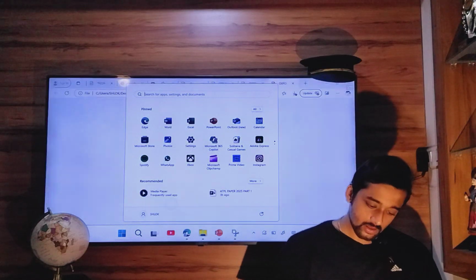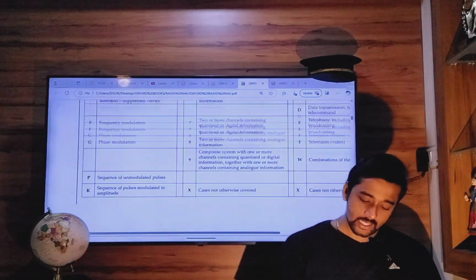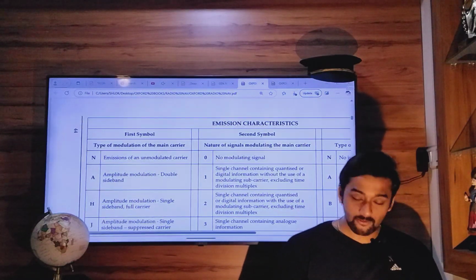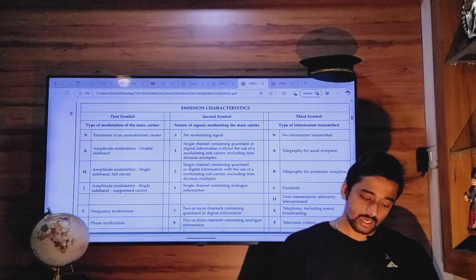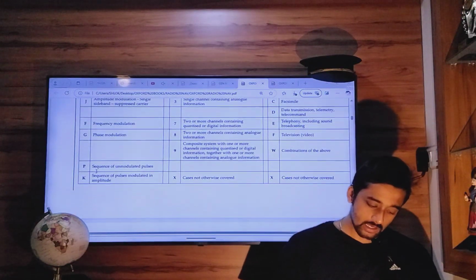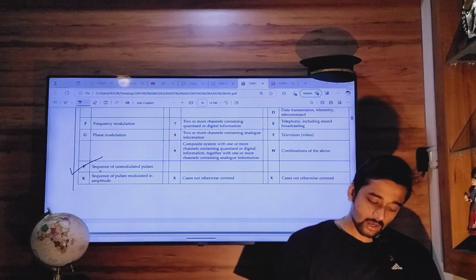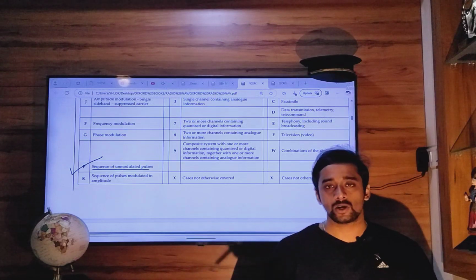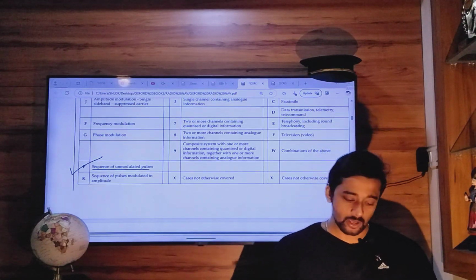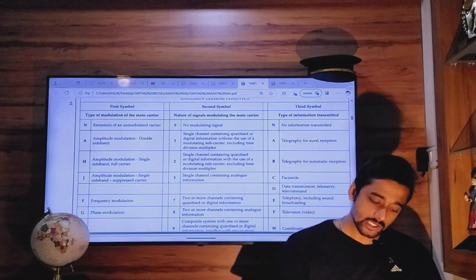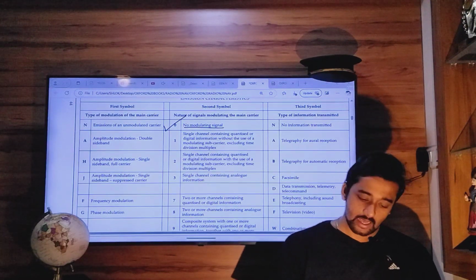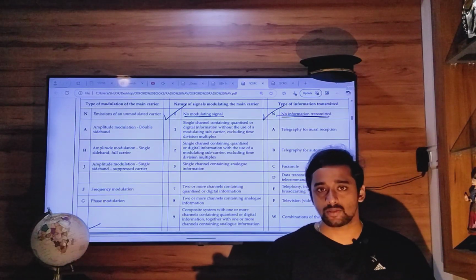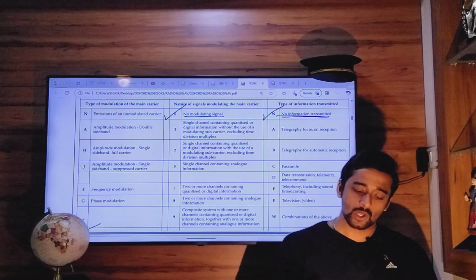The meaning is, on the modulation chapter, page number 44, you will find all the meanings. Emission characteristics. Now here Papa stands for sequence of unmodulated pulses. So we all know that DME pulse pairs are not modulated. They are not amplitude modulated. They are not frequency modulated like ILS. Zero stands for no modulating signal, and November stands for no information transmitted. There is no audio information transmitted or anything like that. So P0N stands for that.